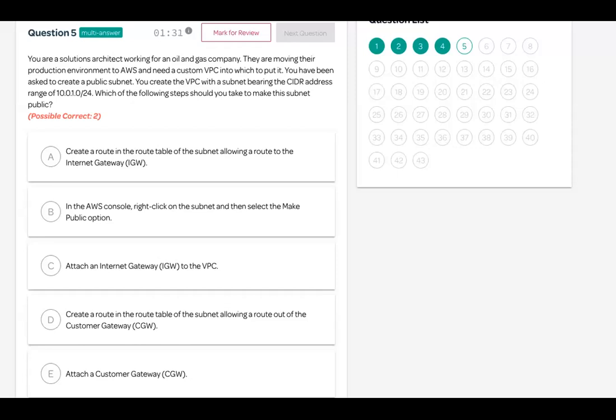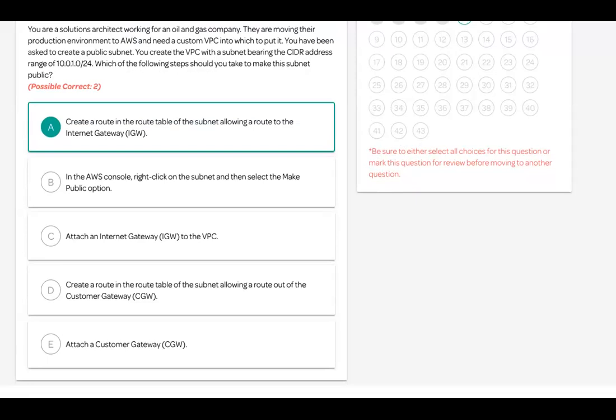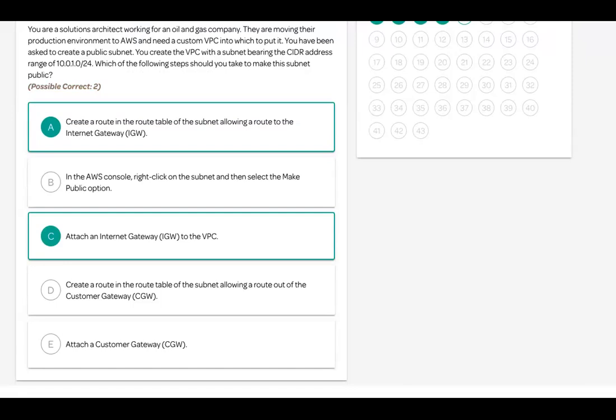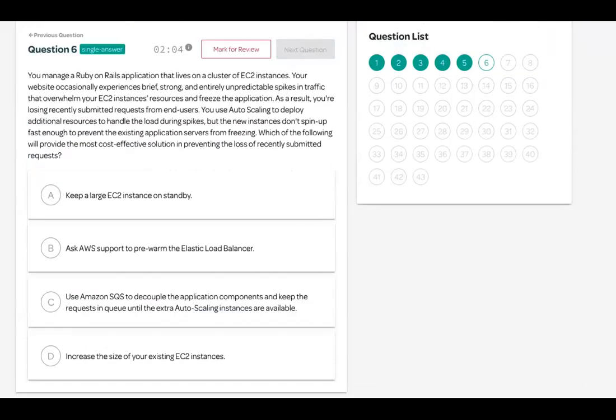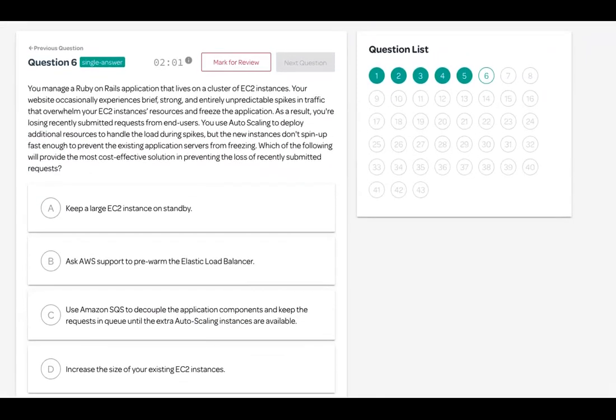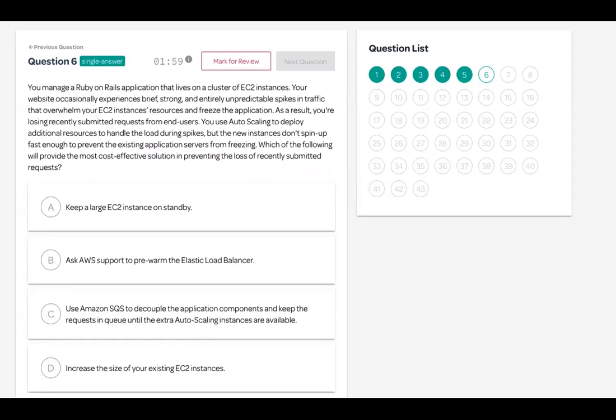First thing, public means internet facing. So create a route in the route table of the subnet, allowing a route to the internet gateway. This is the first step. In the AWS console, right click, I don't think there is something like that, but you attach an internet gateway to the VPC. Yes, because if your VPC does not have an internet gateway, it won't even work. It won't even work means it will not connect with the internet at all.